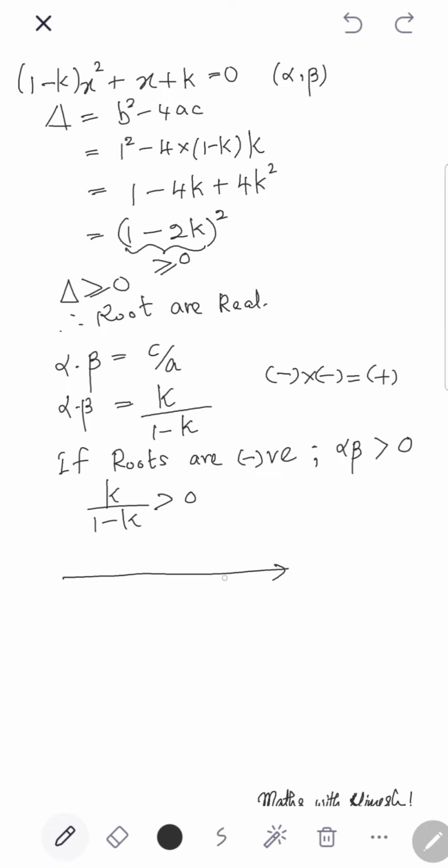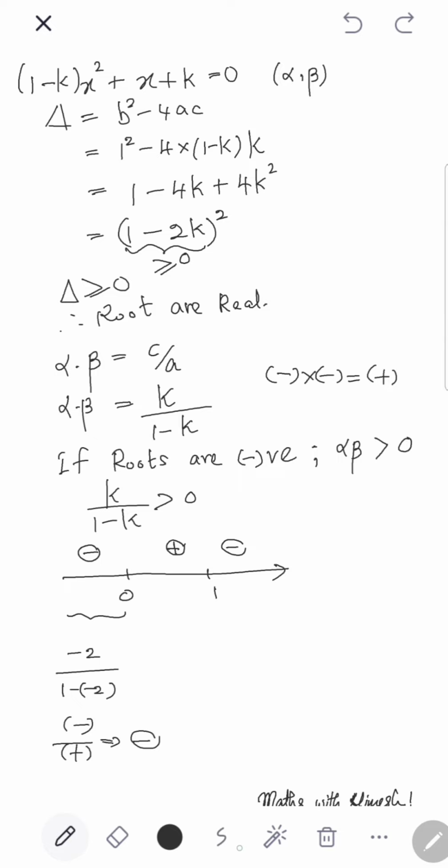Then we can simplify this inequality. There are two roots for k. One is 0, the other one is 1. Now consider a value in this range, minus 2. Substitute minus 2 for that fraction. Minus 2 divided by 1 minus minus 2. So numerator is negative, denominator is positive. Final answer is negative. So within this range, the answers are negative. Then in inequalities, we know the other range should be positive. This should be negative. Minus, plus, minus pattern goes on.